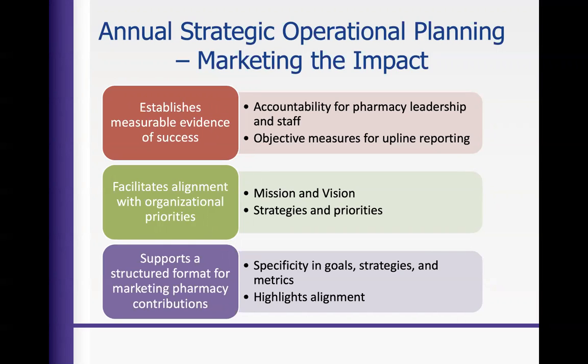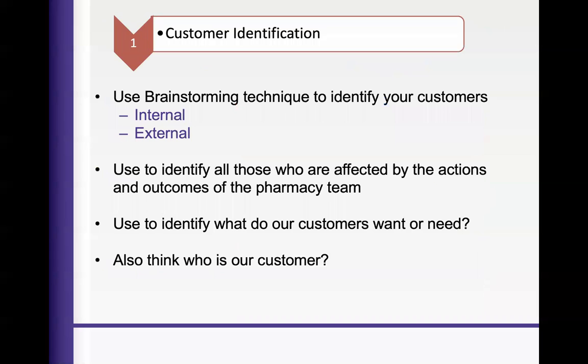The annual strategic plan should also look at accountability for pharmacy leadership and staff. We should have successful objective measures. Whatever new program we're looking to do, it should be aligned with the mission and vision. And if it isn't, maybe we need to rewrite the mission and vision, or maybe it's not something for us. And we need to strategize with priorities. We also need to look at specific goals and strategies and how they align with the company.